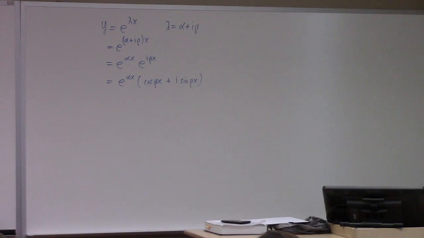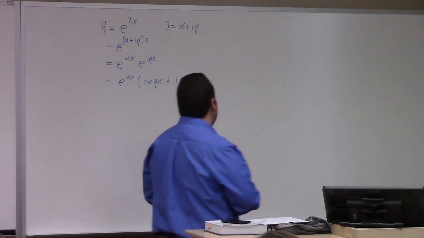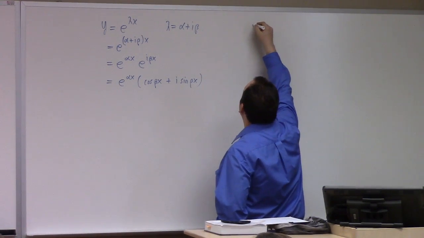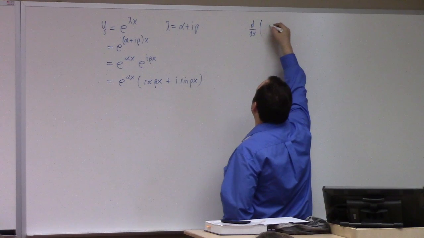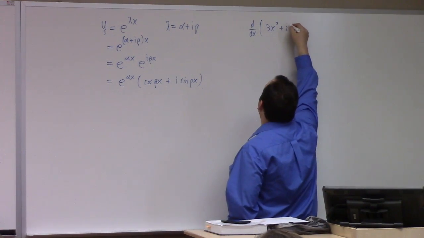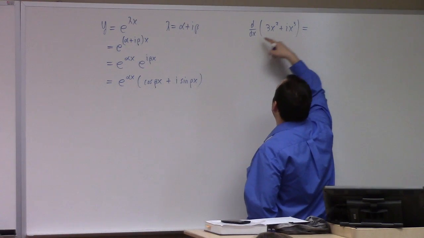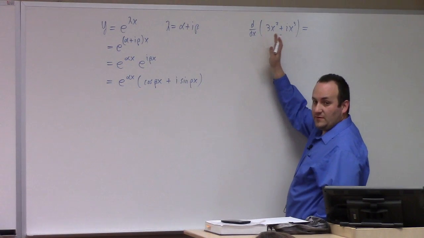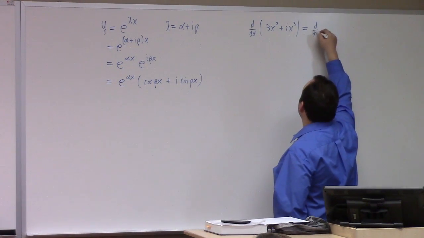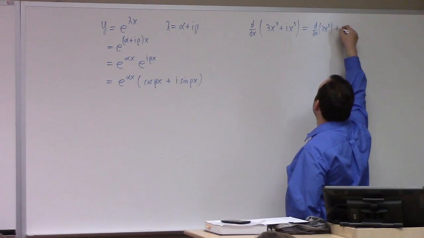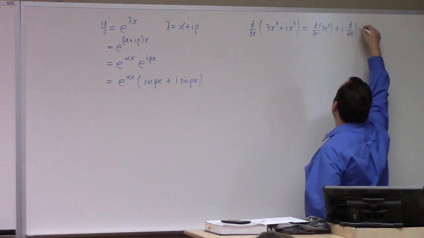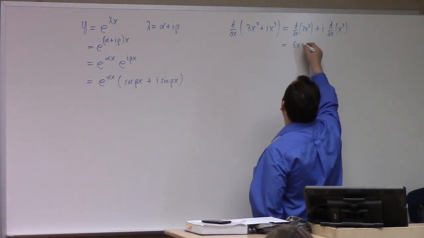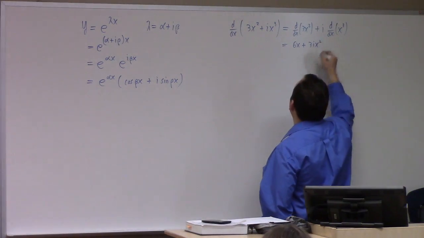You can prove that, and so how do you differentiate? Let me just quickly cover this. If I have the derivative with respect to x of something like 3x squared plus i times x cubed, the definition of how to differentiate things like this is you differentiate the real and the imaginary parts separately. So you do d/dx of 3x squared plus i times d/dx of x cubed. This is how we differentiate something like this. So we get 6x plus 3i x squared.